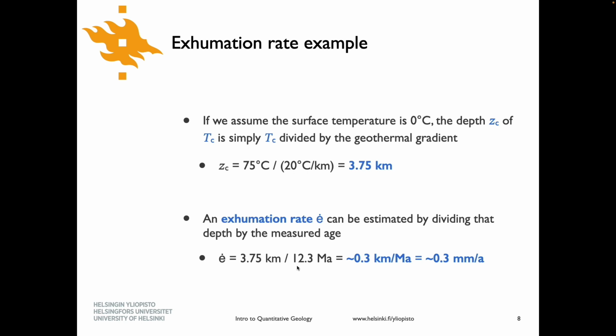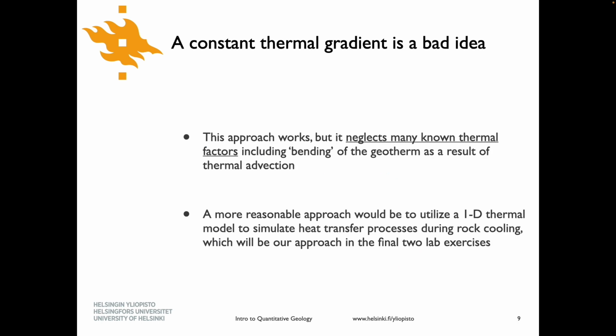If we have an age, for instance, of 12.3 million years, then our exhumation rate will simply be that 3.75 kilometers divided by 12.3, or about 0.3 kilometers per million years, which is the same as 0.3 millimeters per year as an exhumation rate. So that's one way you can do it: assume a geothermal gradient, figure out what depth your temperature is at, and then divide that depth by the age. That's a perfectly suitable way to do that.